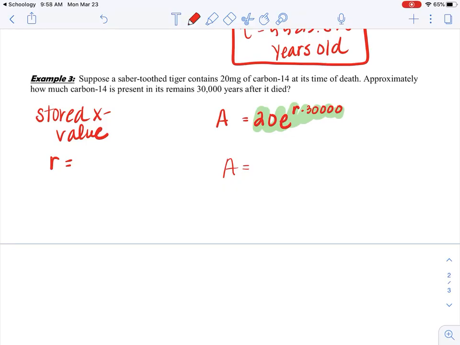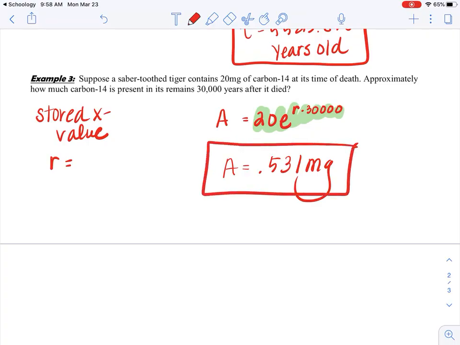You can round to the nearest thousandth. If you think about this logically here, the half-life of carbon-14 is 5,720 years. So after 5,720 years, there'll be half, which is 10. And then if you double that, which is close to 12,000 years, it'll be half, which is 5, and then half again. And you keep going until you're about close to 30,000. So the answer should make sense that it's around 0.531, and this was in milligrams.